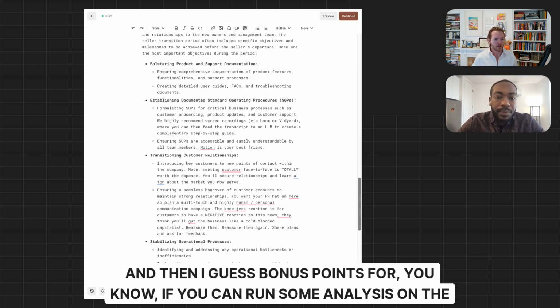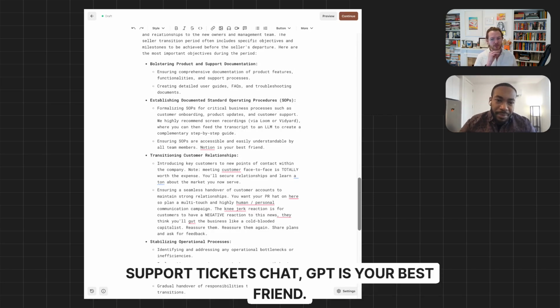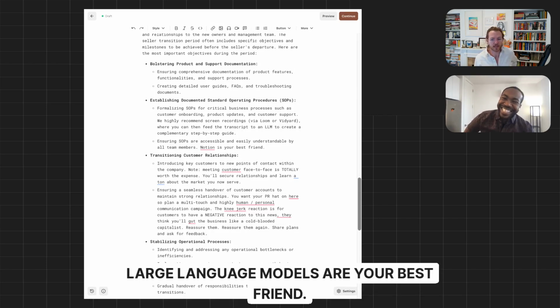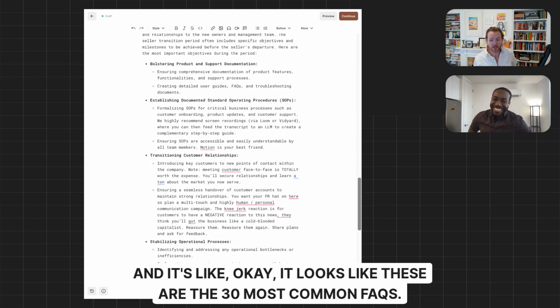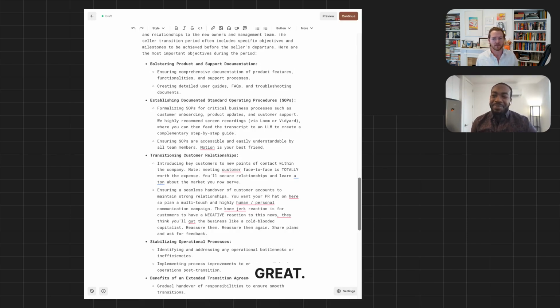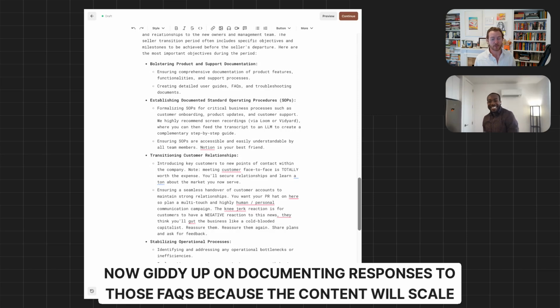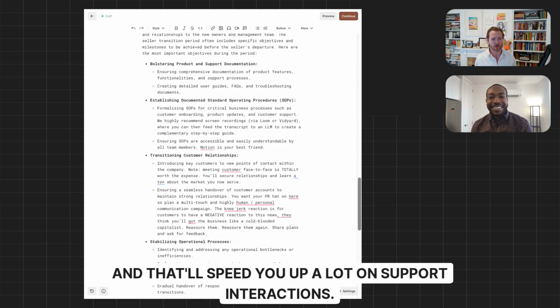Beautiful. And then bonus points if you can run some analysis on the support tickets. ChatGPT is your best friend. Large language models are your best friend. And it's like, okay, it looks like these are the 30 most common FAQs. Great. Now giddy up on documenting responses to those FAQs, because the content will scale and that'll speed you up a lot on support interactions.